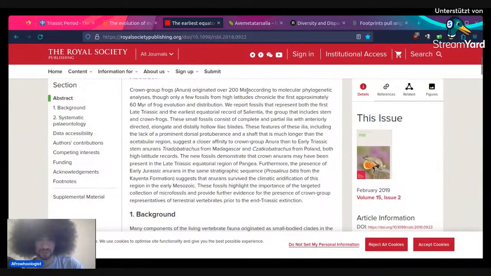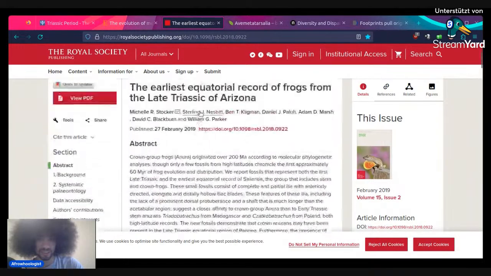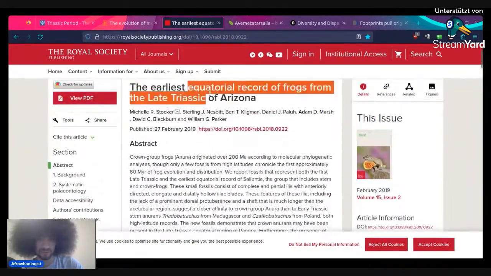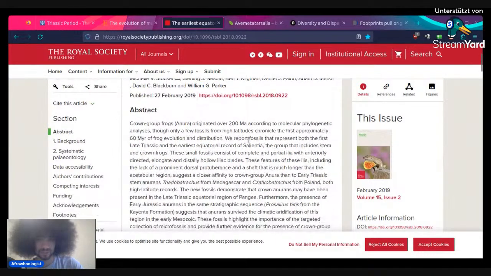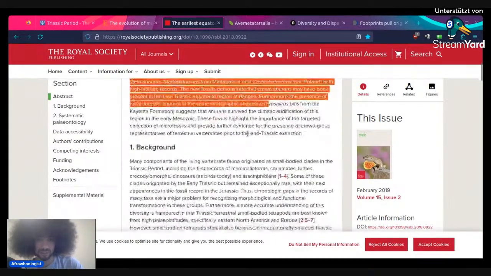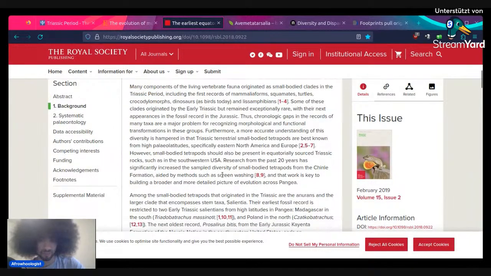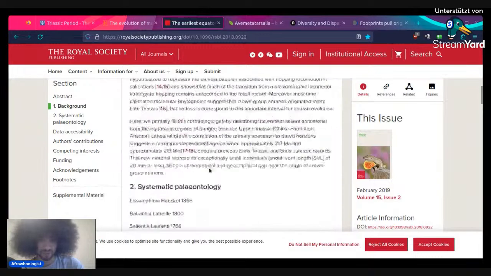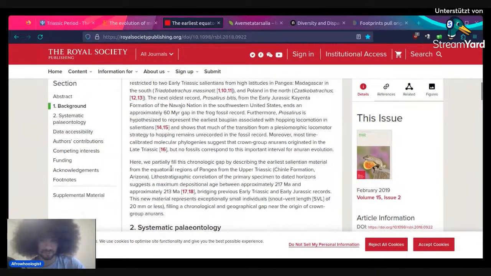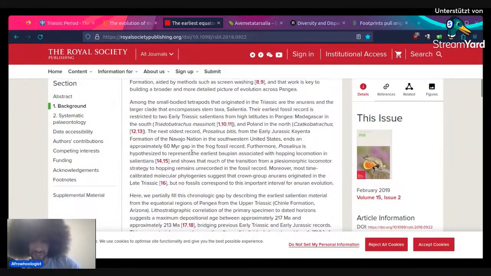And they say over 200 million years ago, it's the mid-Triassic. So there's the earliest equatorial record for frogs from the late Triassic of Arizona, but it's the middle Triassic that really sees frogs come to the fore. And where they came from, it used to be that we thought they were from temnospondyls. But again, we see another juicy chronological gap.